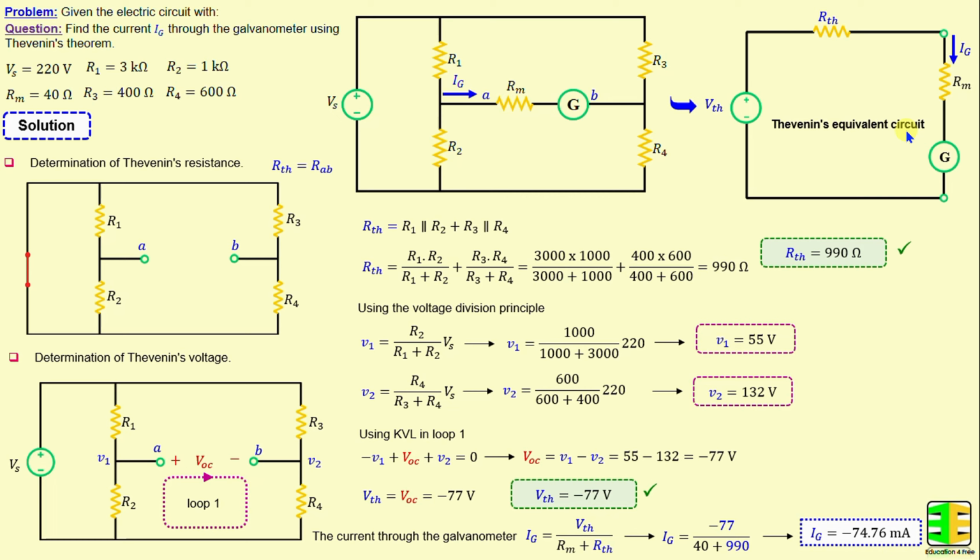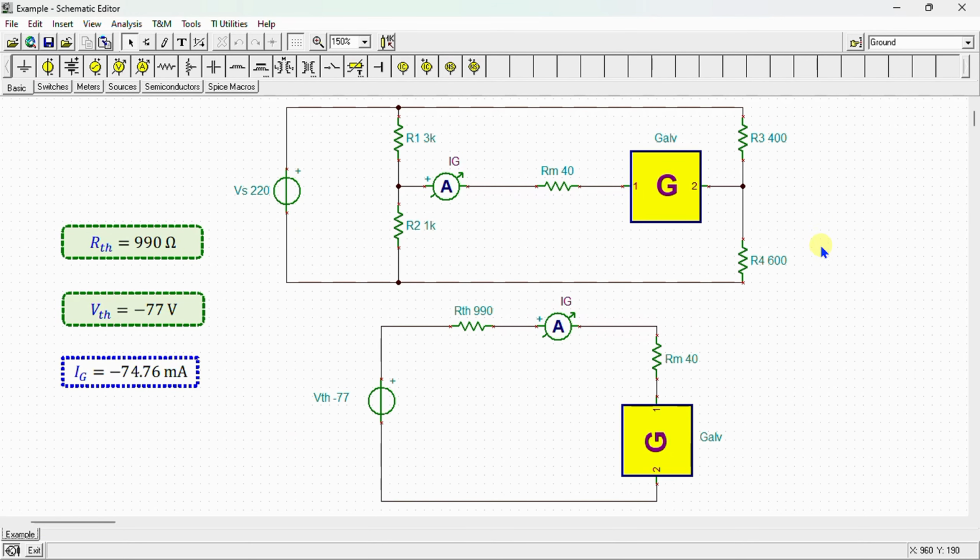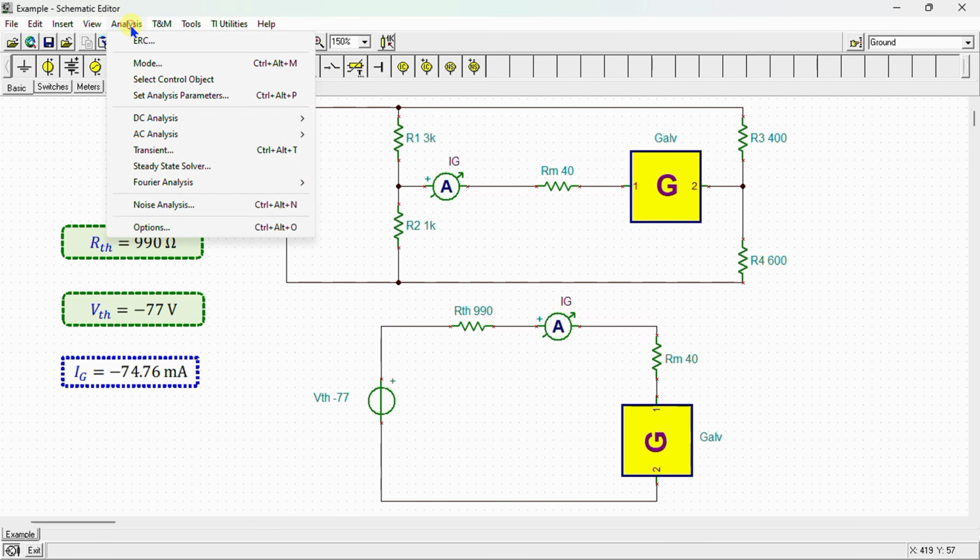Now let's proceed to the SPICE environment. Here is our network drawn in the SPICE simulator. This is the original circuit, and this is the Thevenin's equivalent circuit between terminals A and B. I connect here an ammeter in order to measure the current Ig in the original circuit, and here an ammeter in order to measure the current Ig in the Thevenin's equivalent circuit. Let's move on to analysis.